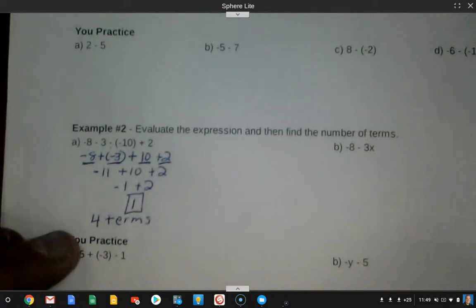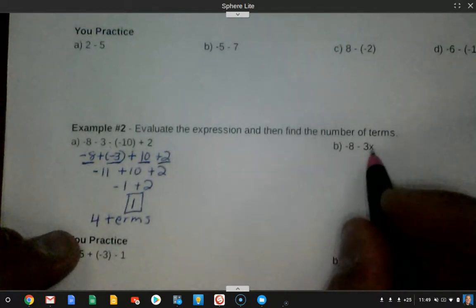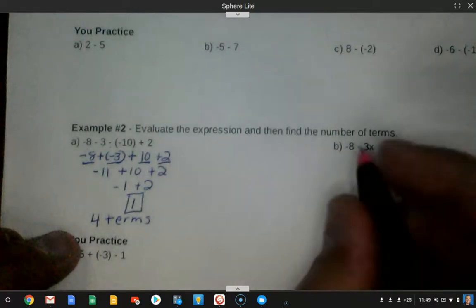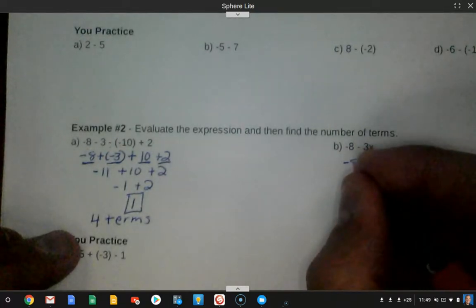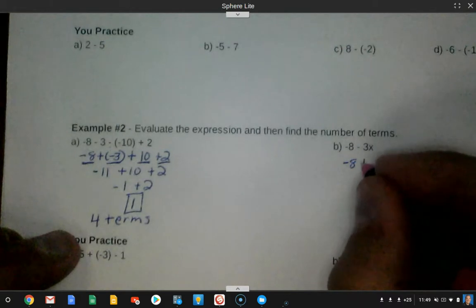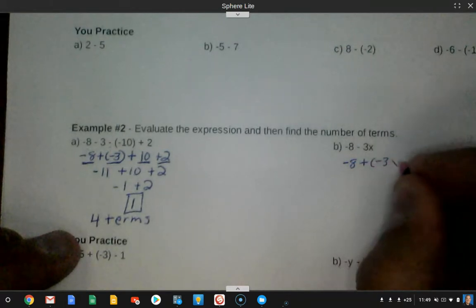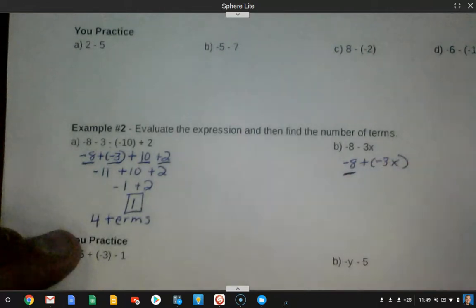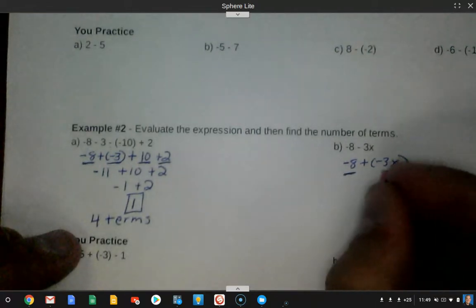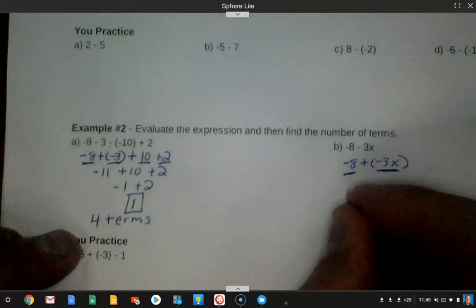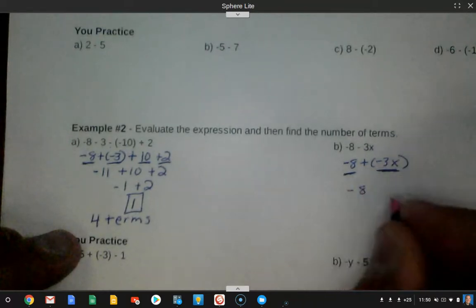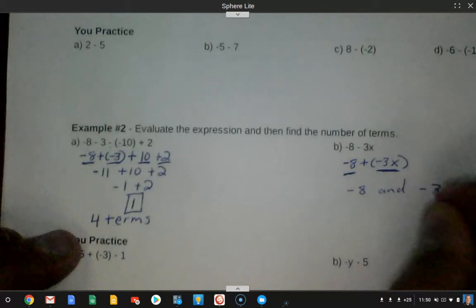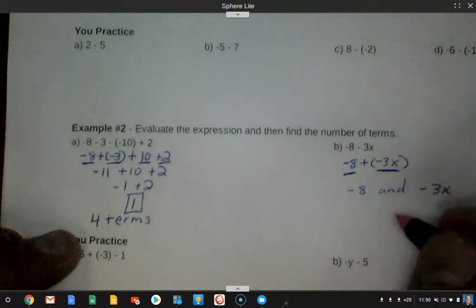In letter B, we want to evaluate it. In this case, I want to simplify it if I can. Unfortunately, I cannot simplify, but what I can do is write it as an addition problem. So negative 8 plus a negative 3x. The reason we would want to do this is because now we can find out one term is this, and this is my other term. So my two terms are negative 8 and negative 3x. So I have two terms.